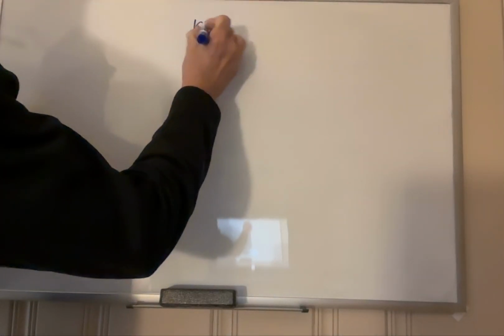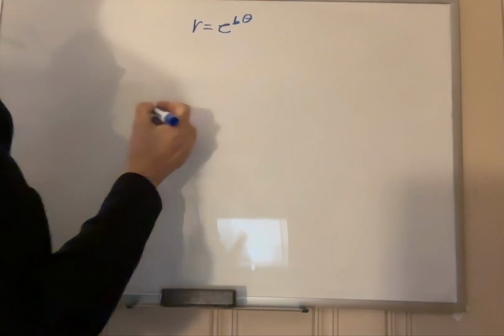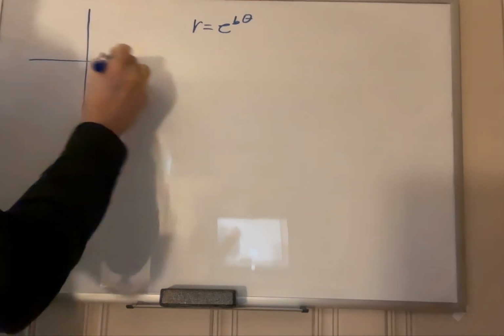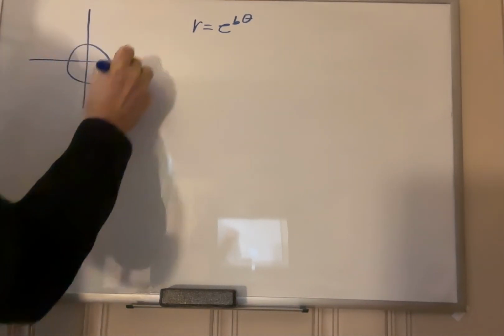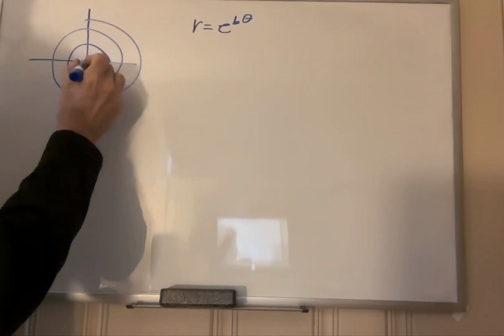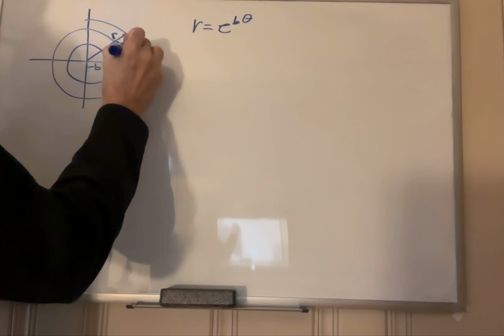Let's look at the equation. R is equal to e^(bθ). This is going to look similar to this. And this is b. This is our r. And then theta, of course, is right here.